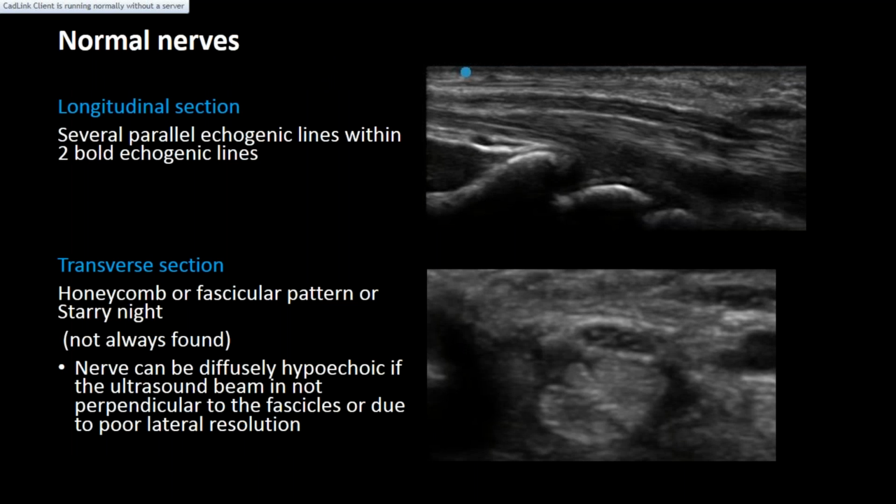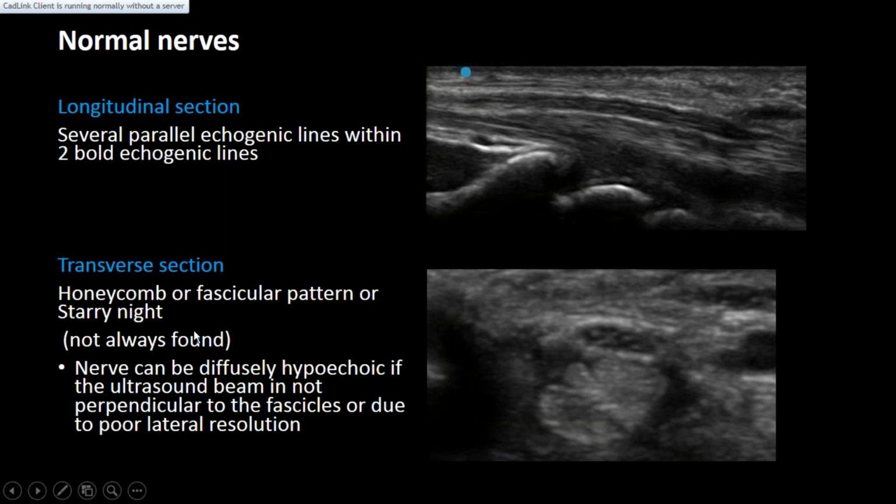Now let's look at the normal appearance of nerve on ultrasound imaging. In longitudinal section or long axis view of the nerve, nerve appears as a hypoechoic band with several echogenic lines within two bold echogenic lines. And these two bold echogenic lines are the outer connective tissue layer, the nerve sheath, and epineurium. In transverse section, nerve has honeycomb or fascicular pattern or starry night appearance, as you can see on this side. And this honeycomb or starry night appearance is because of the fascicles in the nerve.